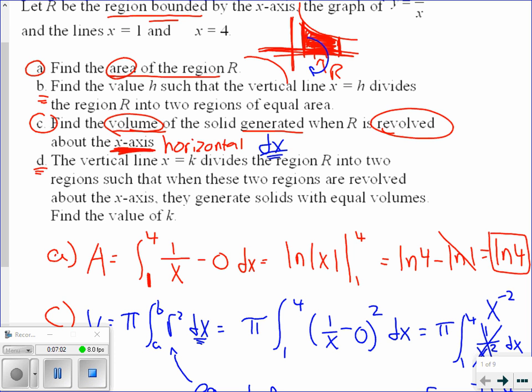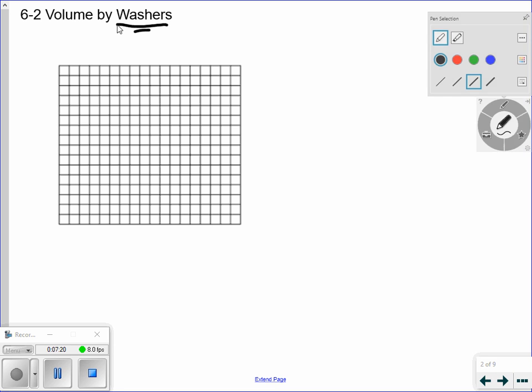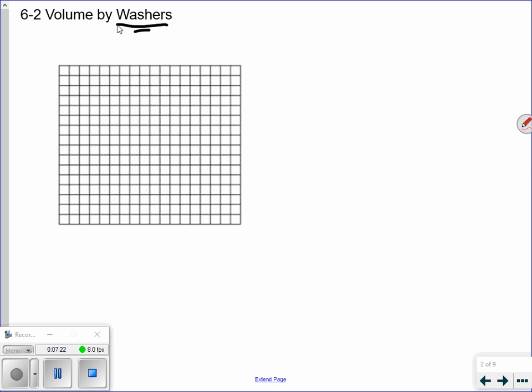All right, so there was that. So a good little review of yesterday's lesson. Let's move on to today's stuff. It's still going to be a rotational volume, but there is a difference in this one. Yesterday there was no gap in our volume. Volume by washer means we will have a gap in our volume. And I want you to kind of understand what I mean there.